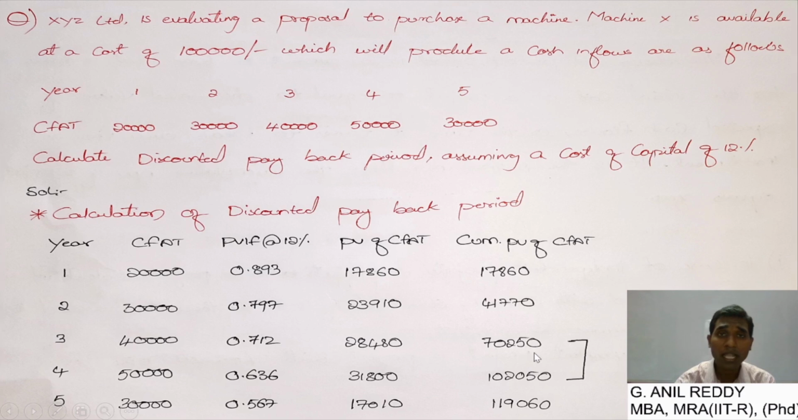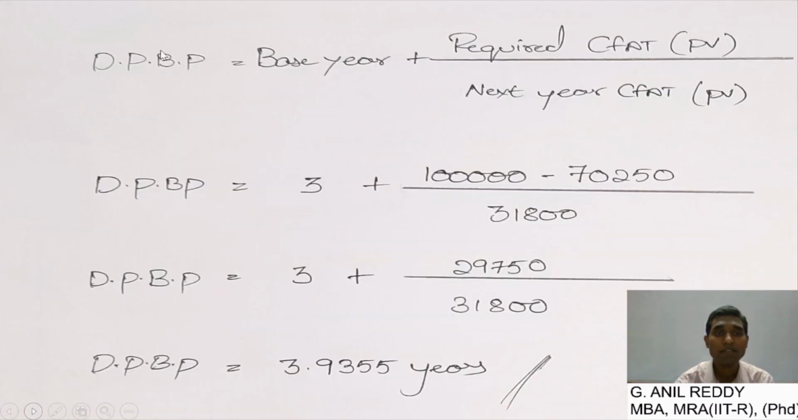But I want the exact time period. By the end of the third year, I can recover 70,250, but at the end of the fourth year, I will recover 1,02,050 rupees. But my investment is 1 lakh. So I want the time period where this 1 lakh will be recovered. For that we will use a formula. The discounted payback period equals base year plus required CFAT present value divided by next year CFAT present value.